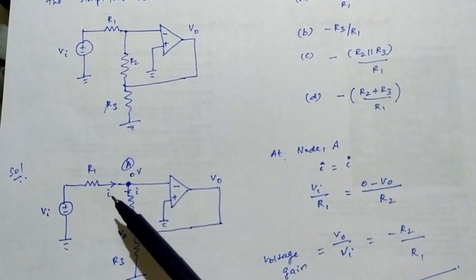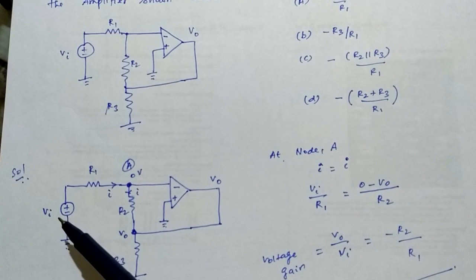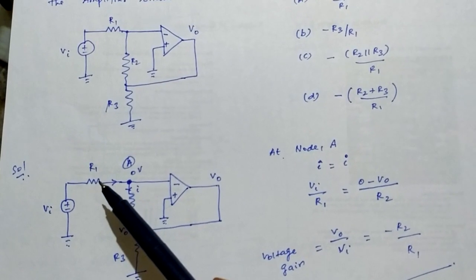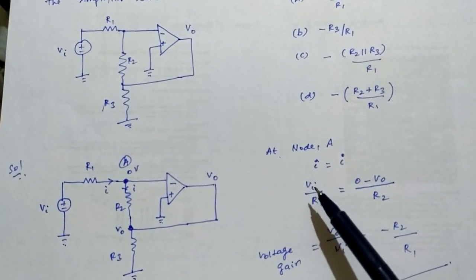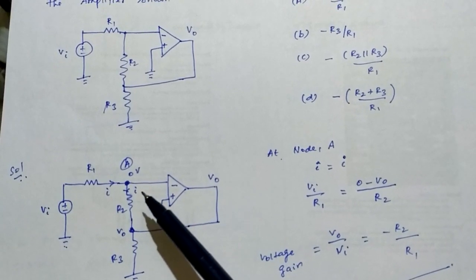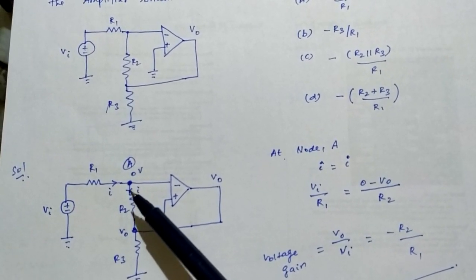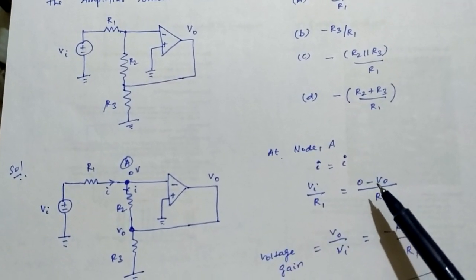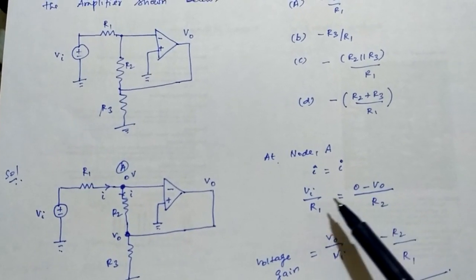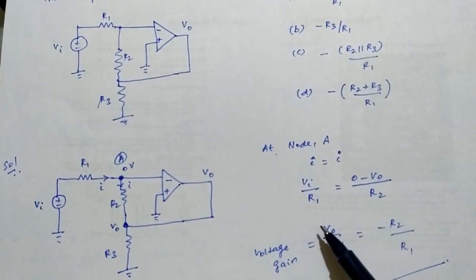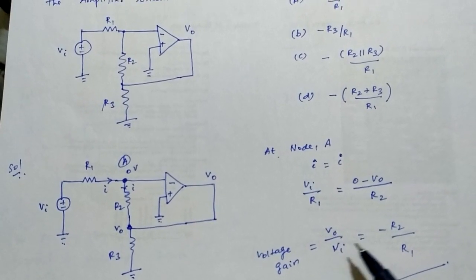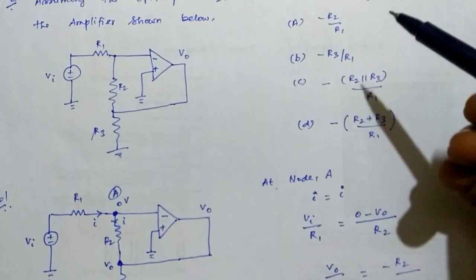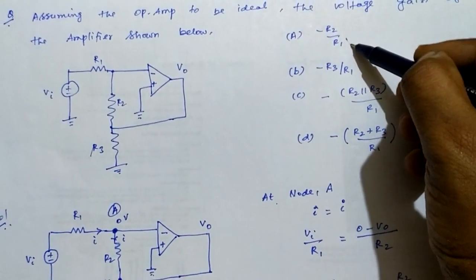The incoming current we can write as Vi minus 0 divided by resistor, that is potential difference divided by resistor. Again the outgoing current is the potential difference, that is 0 minus V0, divided by resistor. So from this the voltage gain, output voltage divided by input voltage, is equal to minus R2 over R1. This is the answer.